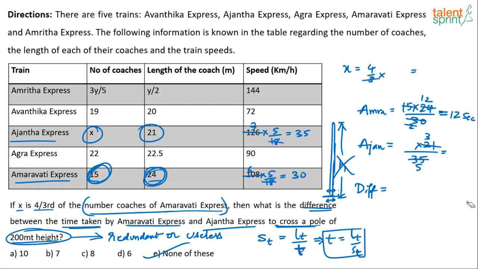Yeah, let me just, I'm sure the solution is the same, it's just that the numbers have to change. 4/3 of the number of coaches of Amravati. The number of coaches of Amravati is 15. In a hurry, I copied 24. And I deserve to lose that 1.25 marks here. So 4/3 of 15 will be 20. Then this will be 20. Ajanta Express, length will be 20 into 21 by 5. So 5 goes 4 times.